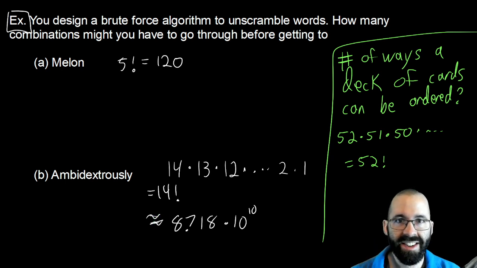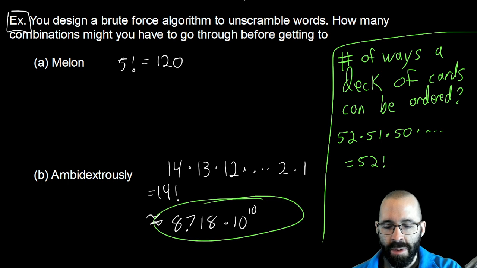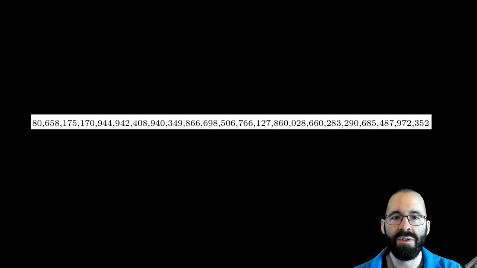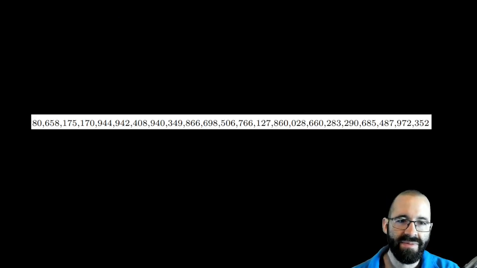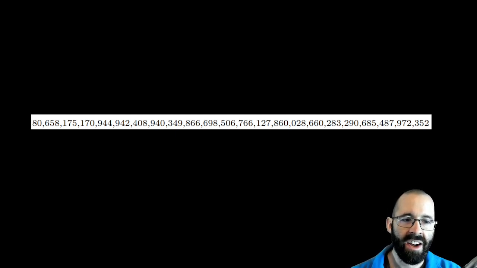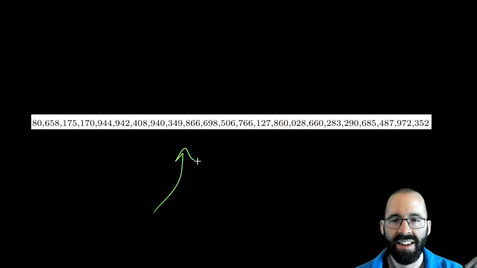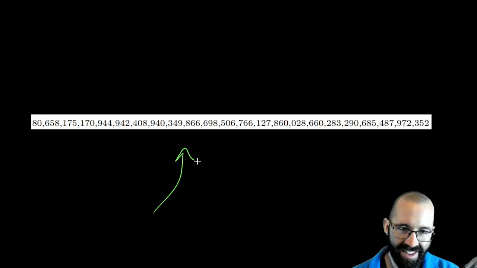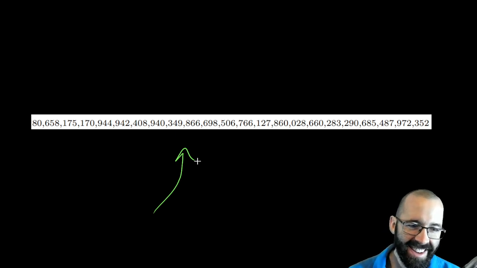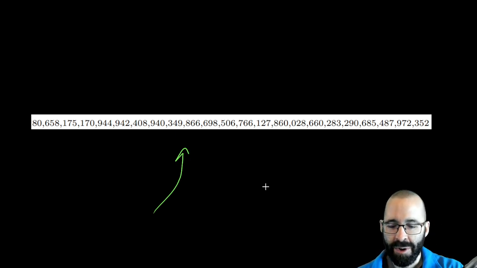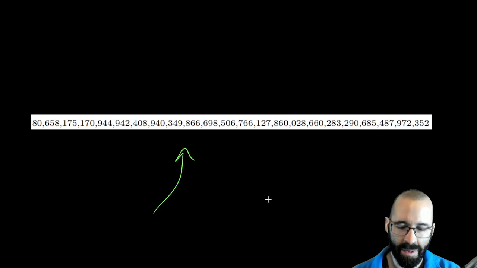Well, the book comes in and saves the day. The book writes it out for you. How big is 52 factorial? This big. This is how many ways there are to order a deck of cards. Now, there are many sweeping pictures of what that means. It's a big number, okay? It's a big number. So factorials grow really super duper fast.